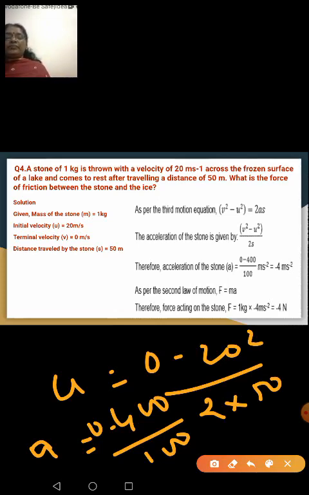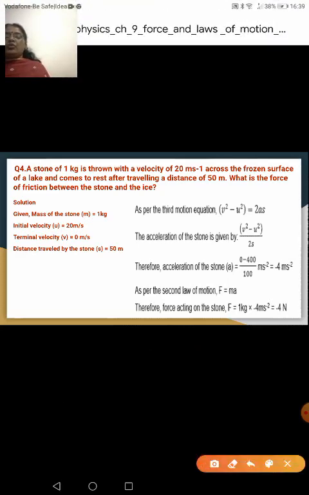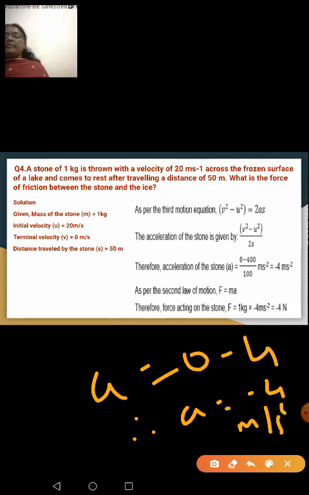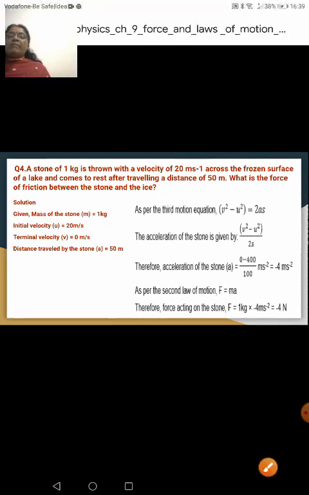Now this 100 and 400 can be cancelled. So you get a is equal to 0 minus 4. Therefore, a is equal to minus 4 meter per second square. Meter per second square can be written as m s raised to minus 2, because when it goes up from the denominator, it becomes minus 2. Now we have calculated the value of a as minus 4.